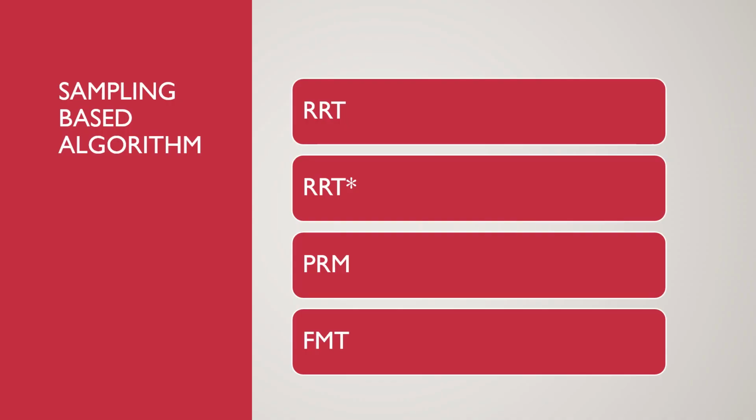Now I'll go over sampling-based algorithms that operate a bit differently than grid-based algorithms. Some of the most famous ones being RRT, which stands for Rapidly Exploring Random Tree. There's also RRT star. Also PRM, which stands for Probabilistic Roadmap. And also FMT, which is Fast Marching Tree.